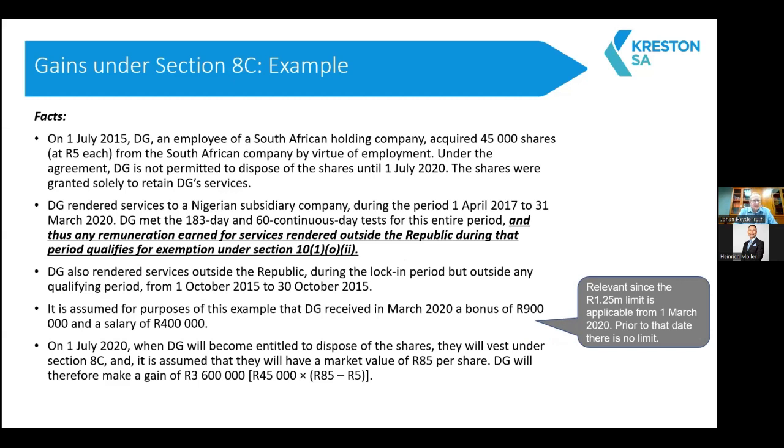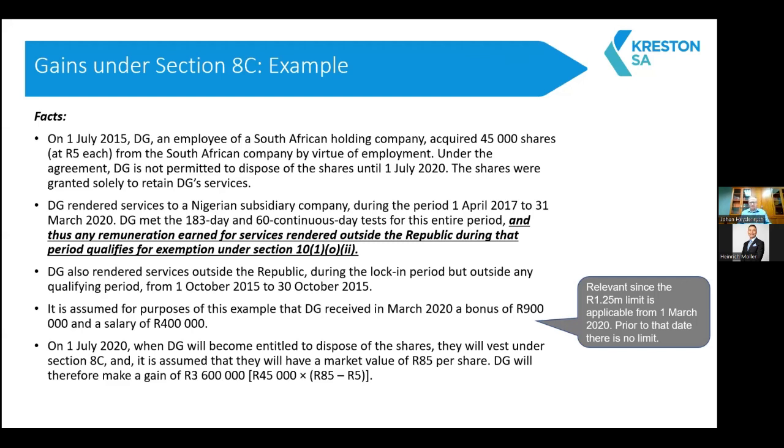All right. Now, on 1 July 2015, and this is relevant because remember, my 10(1)(o)(ii) exemption of 1.25 million rand had no limit until February 2020. All right. So 1 July 2015, an employee of a South African holding company acquired 45,000 shares at 5 rand each from the South African company by virtue of employment. Under the agreement, DG is not permitted to dispose of the shares until 1 July 2020. The shares were granted solely to retain DG's services.